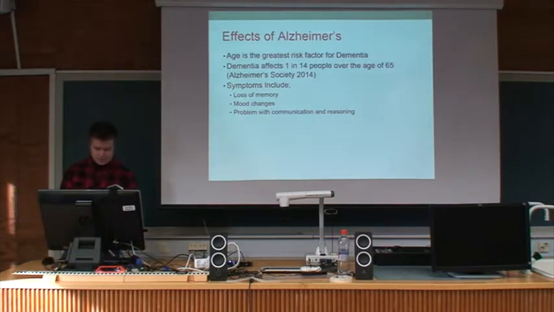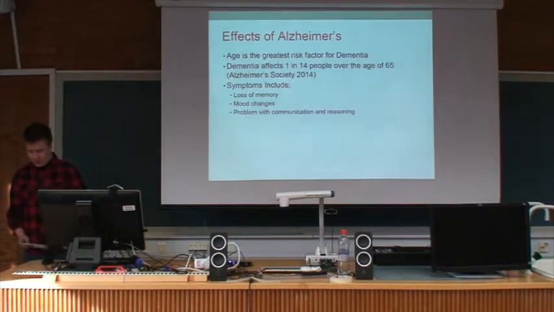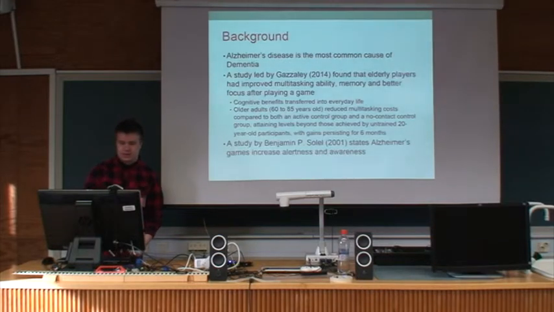Age is the greatest risk factor for dementia, and dementia affects 1 in 14 people over the age of 65. The main symptoms are loss of memory, mood changes, and problems with communicating and reasoning. In the background, the most common cause of dementia is Alzheimer's disease.